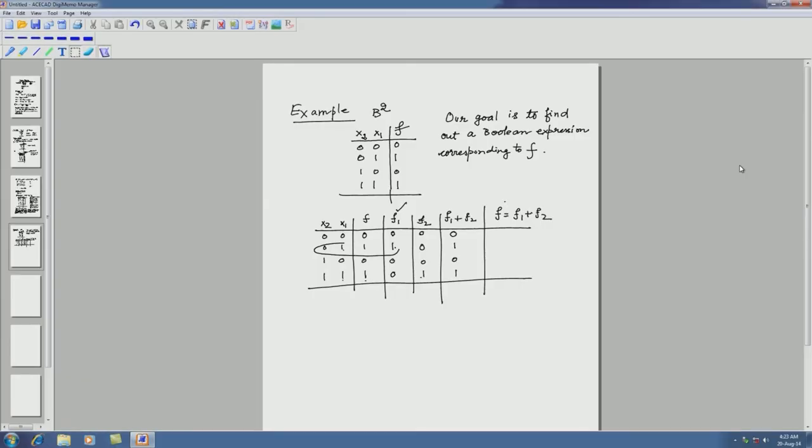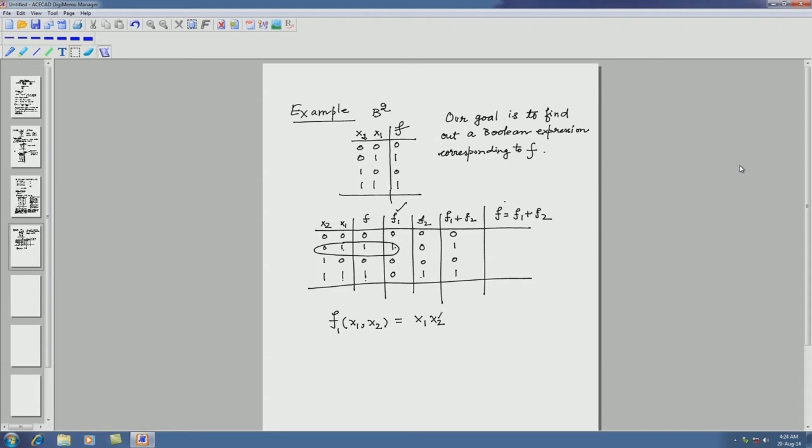To do that, we concentrate on the function f1. We see that f1 is a function which is 1 at only this input point and otherwise it is 0. The question is that how can we do that? And a simple observation shows that f1 is nothing but x1 and x2 complement.